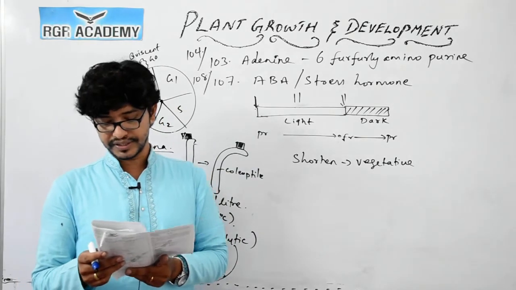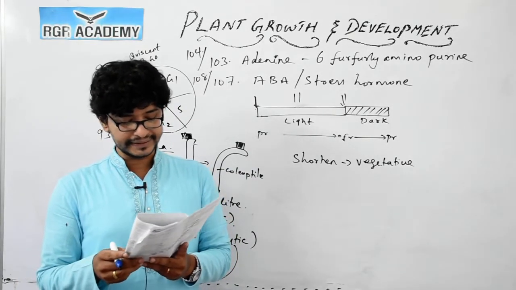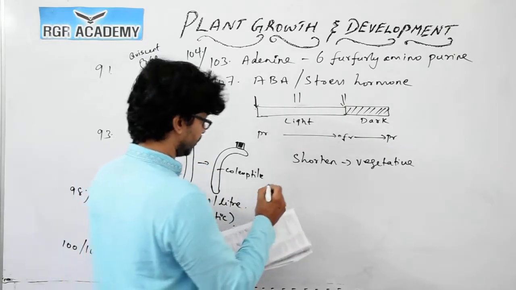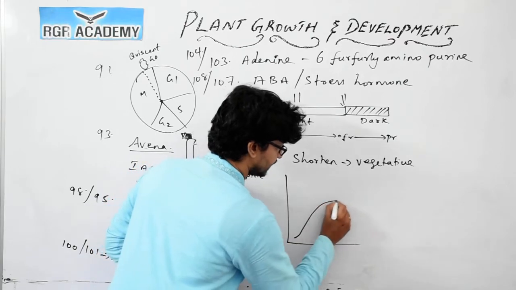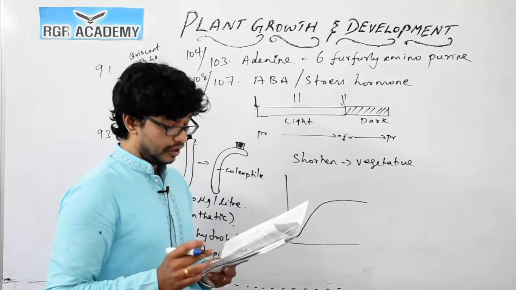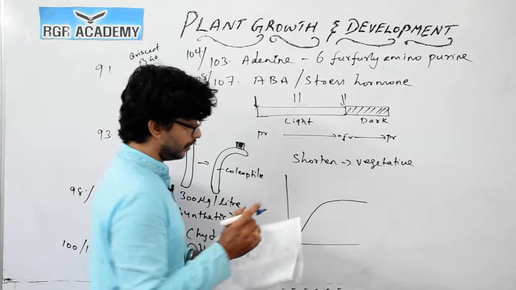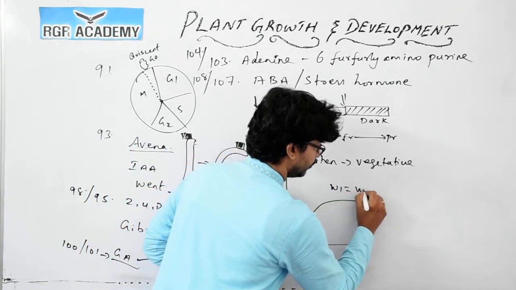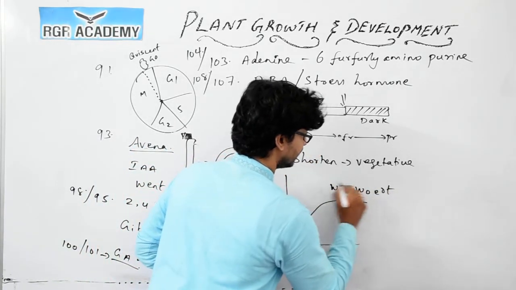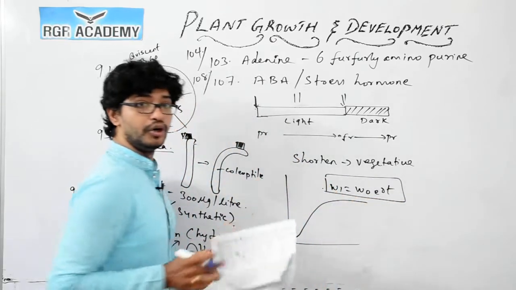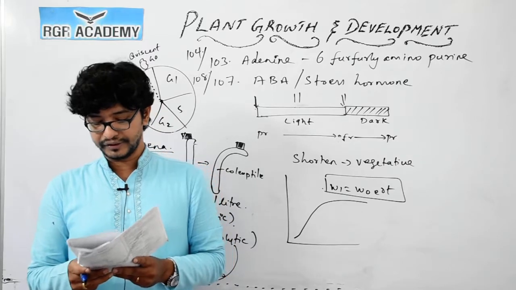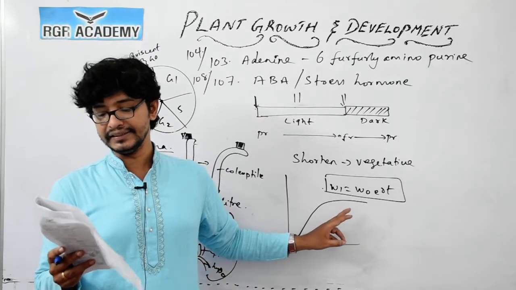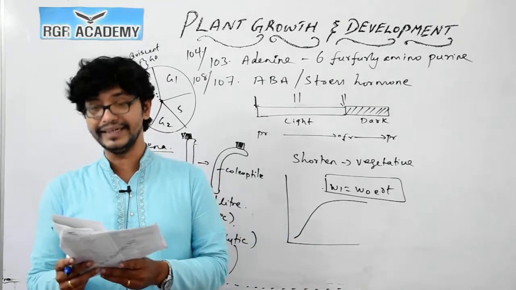Question number 116. Exponential growth in plants can be expressed how? When we go for the exponential growth, it is expressed by W1 equals W0 e to the rt. This is how you can express the exponential growth as far as plants are concerned. Where W1 is the final size and W0 is the initial size.